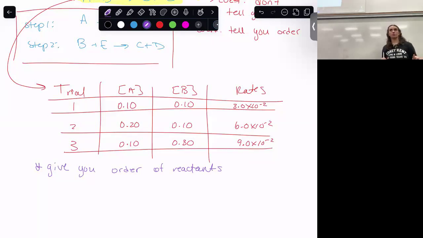Other questions? Do you feel better about reaction rates? Do you want to talk a little bit about chemical equilibrium before we wrap up?